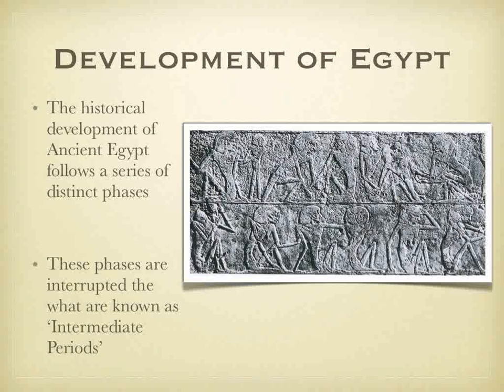There's not a lot of evidence, particularly concerning the first intermediate period, but what we do know is perhaps there was a series of very low floods that led to famine and drought, and you can see by these pictures here that the people are absolutely starved and famished. That relief or frieze is depicting people during the first intermediate period, when times were obviously very tough.